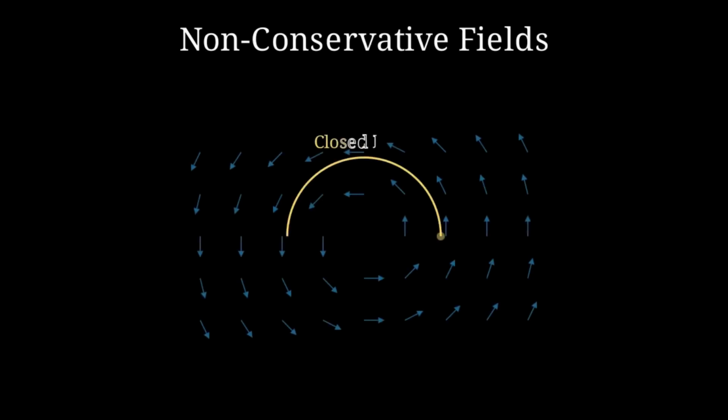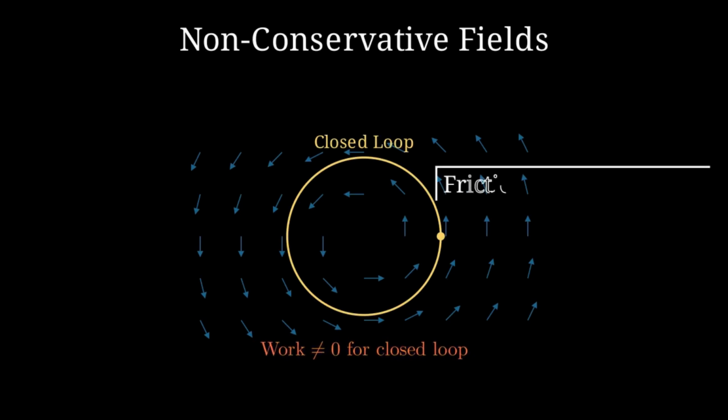However, not all fields are conservative. In a non-conservative field, like one representing friction or magnetic forces, moving in a complete circle might result in non-zero work, meaning energy is lost or gained over the loop.